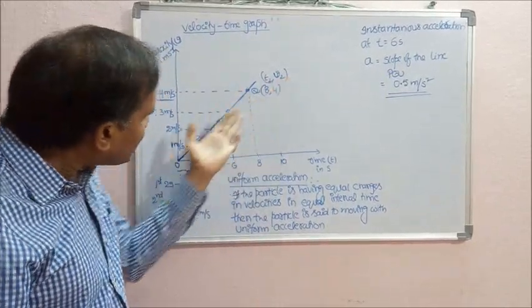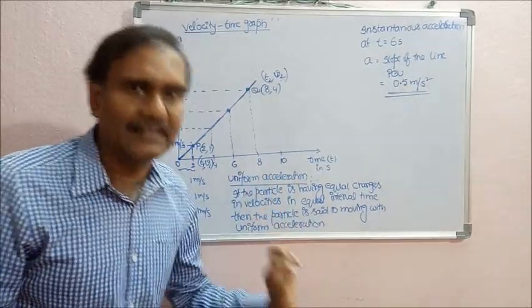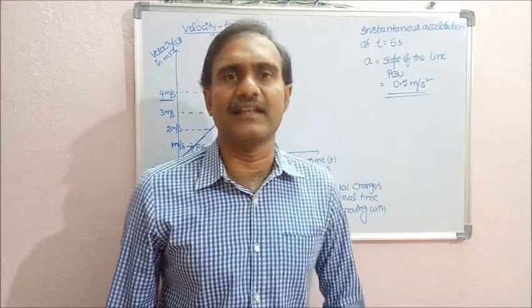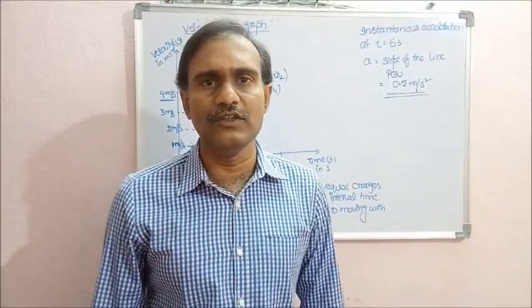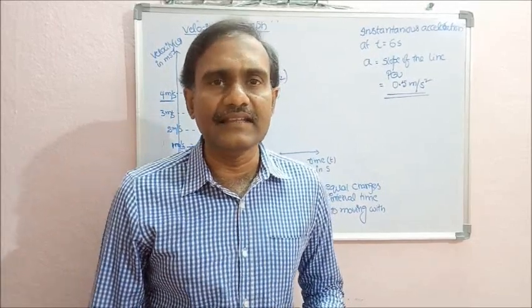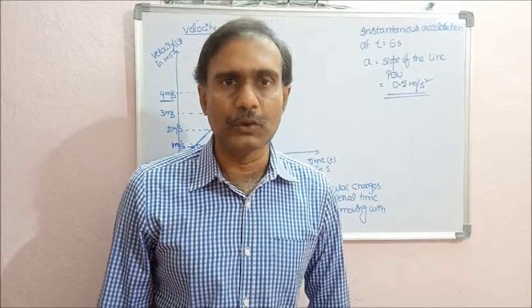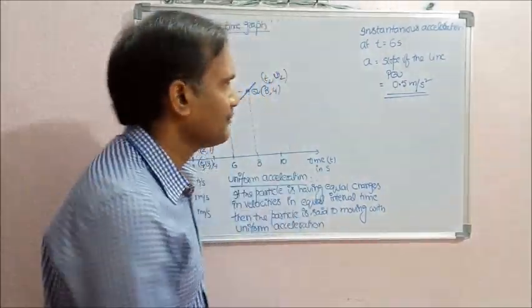Here, how is the particle moving? It is moving with uniform acceleration. When the particle is moving with uniform acceleration, average acceleration is equal to instantaneous acceleration. Average acceleration is equal to instantaneous acceleration. Remember that.